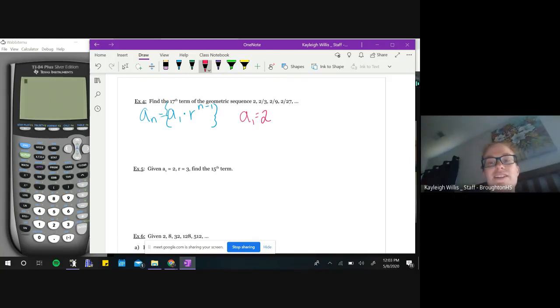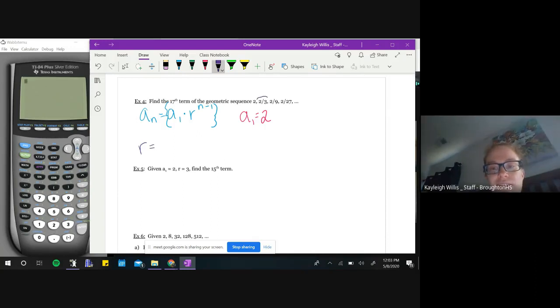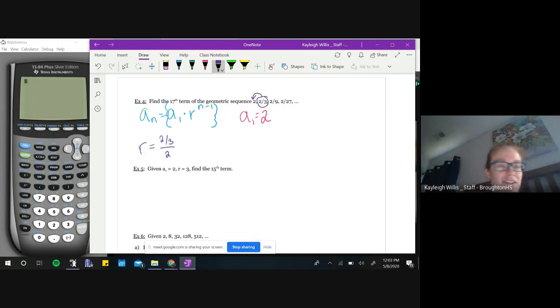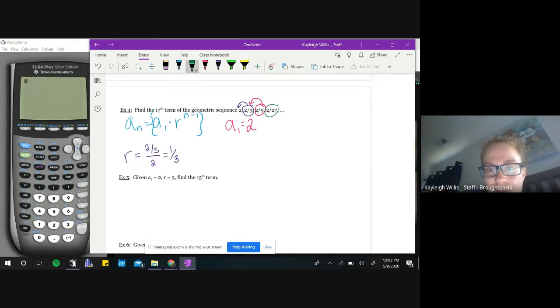Now I just have to find the common ratio, but there's a whole bunch of fractions. So I'm going to use what Miss Marshall taught us: to find the common ratio, take a number and divide by the number in front of it. So 2/3 divided by 2, which you can type in the calculator, equals 1/3. And it's a good habit to always check. I should get the same thing if I do 2/9 divided by 2/3, and 2/27 divided by 2/9. I should be getting 1/3.